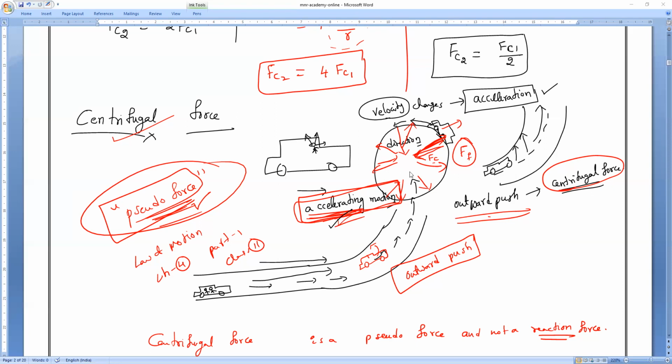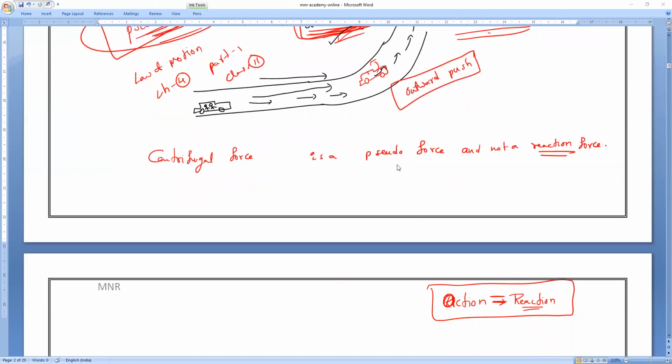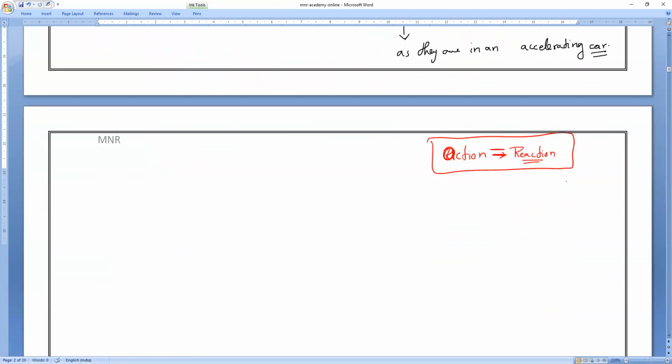Passengers are not physically pushed by an external agent, comma, but experience the pseudo force as they are in an what motion? In an accelerating car. Because of the accelerating car they are experiencing this outward push. That is only called centrifugal force. Anybody having any doubt, you can ask me. Clear, guys?